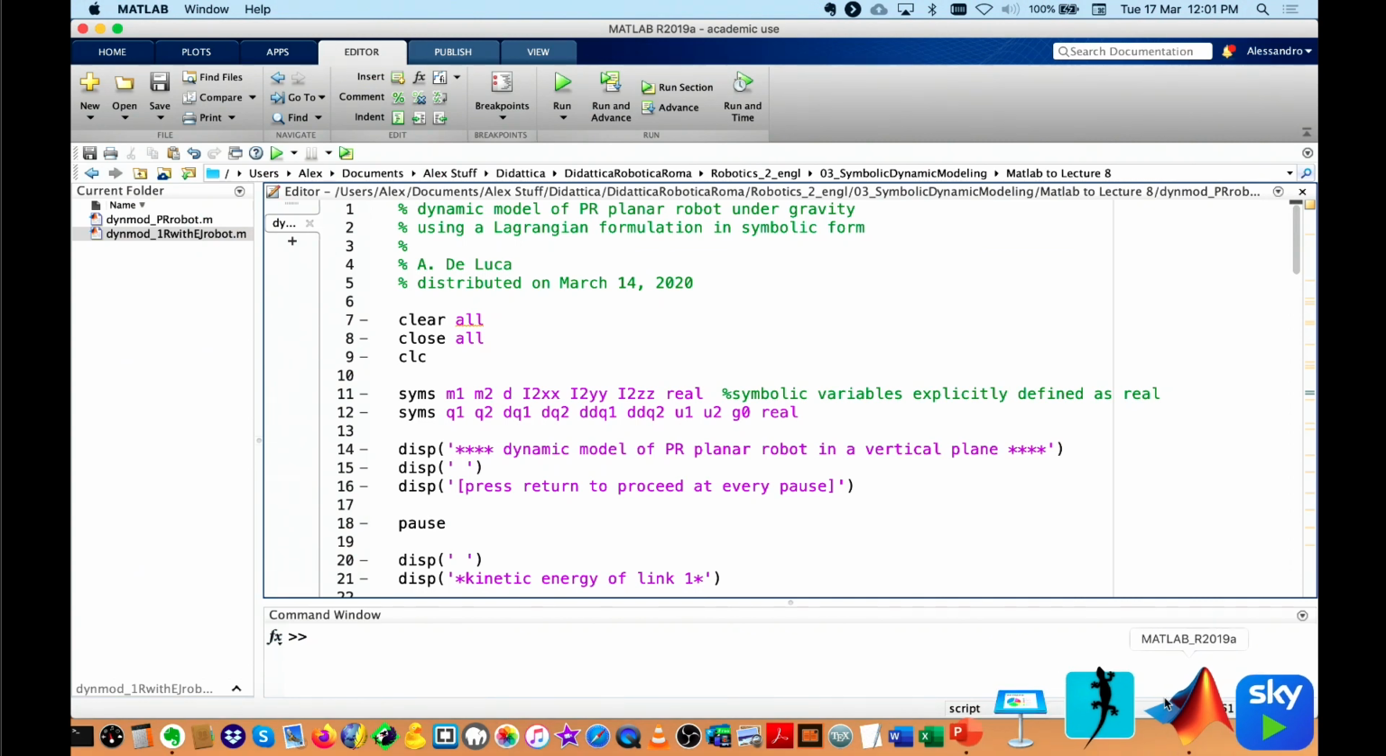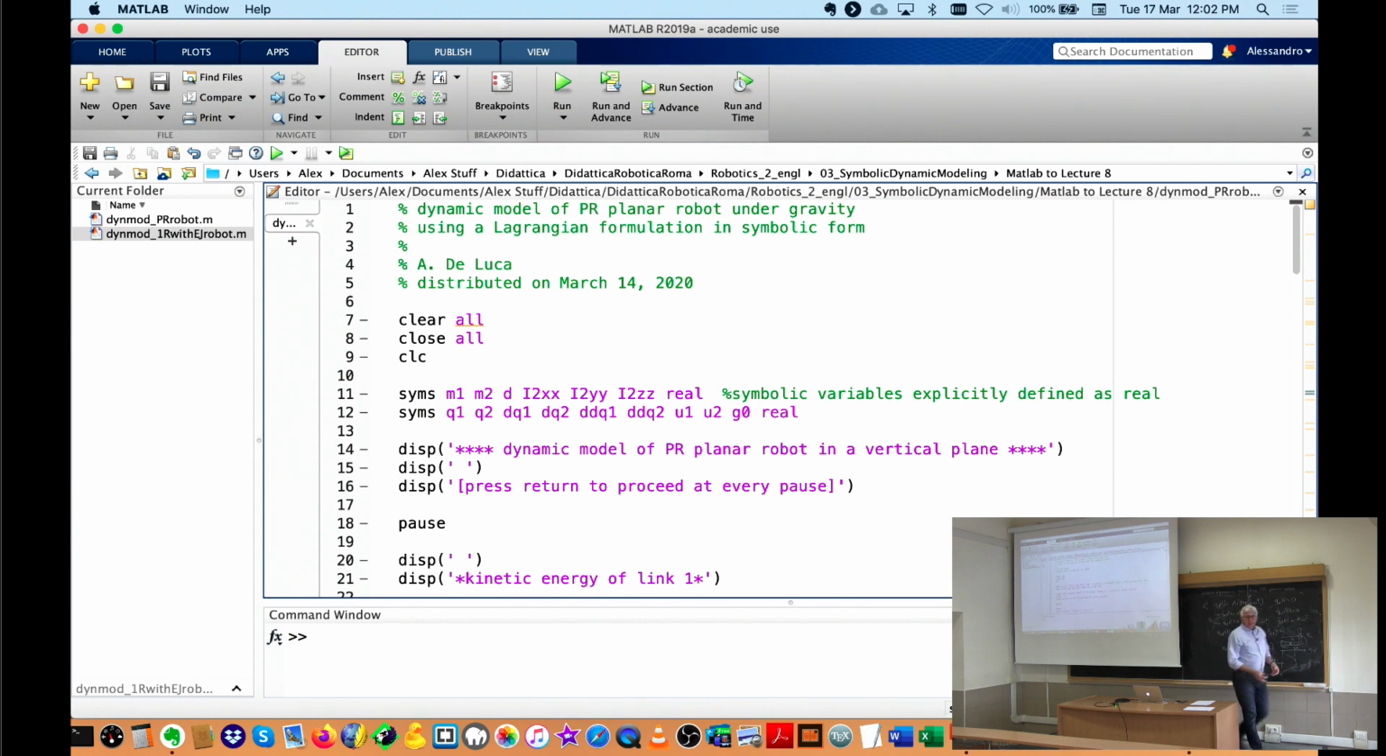So here on the slide, you see a program. I distributed this to the students that are attending this course here at Sapienza. So it's a simple code which uses the symbolic toolbox of Matlab in order to derive the model of this PR robot, exactly what we have done so far in an automatic way, and just to make a slight difference, but considering that the PR robot is now in a vertical plane. So we include also potential energy. So we need to define first some symbolic terms.